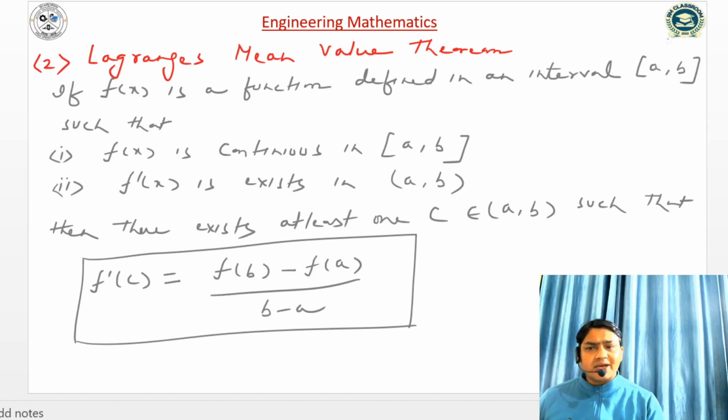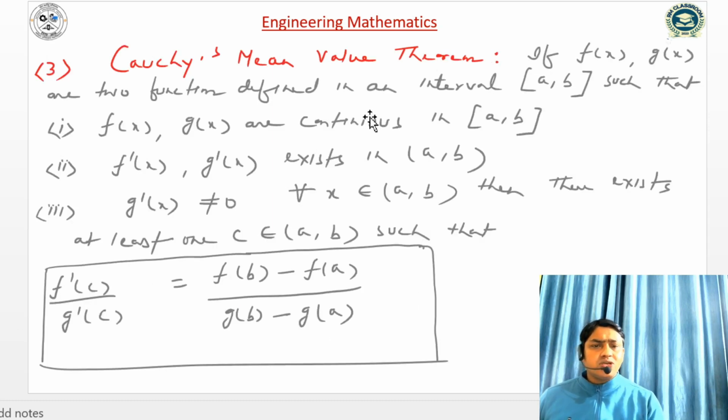Third theorem, that is Cauchy's mean value theorem. So in Cauchy's mean value theorem, there are two functions, f(x) and g(x), defined in interval a and b such that these two functions should be continuous in the closed interval, and f dash x and g dash x exist in the interval a and b, and g dash x should not be equal to 0 for all x belonging to a and b.